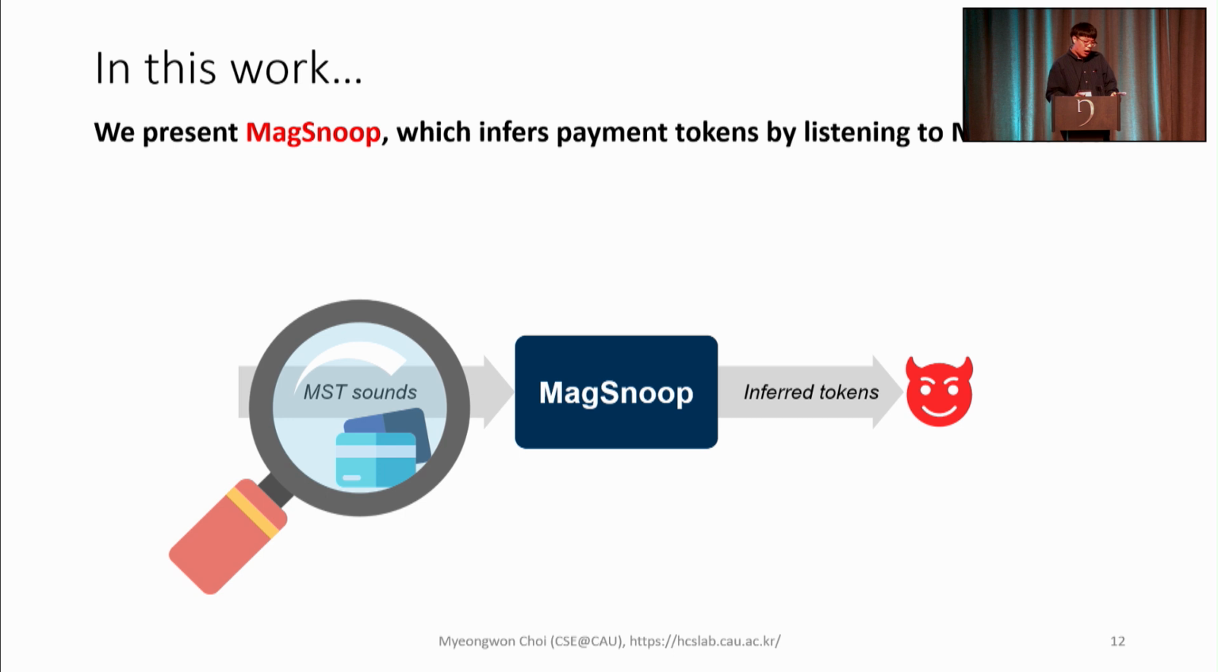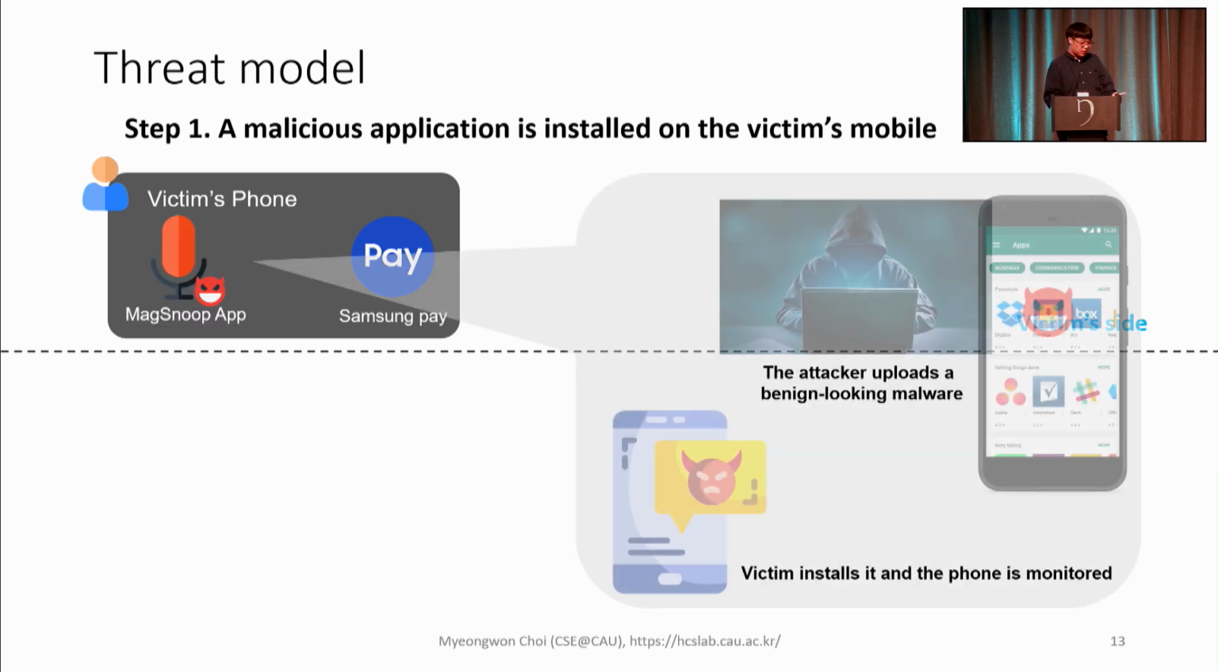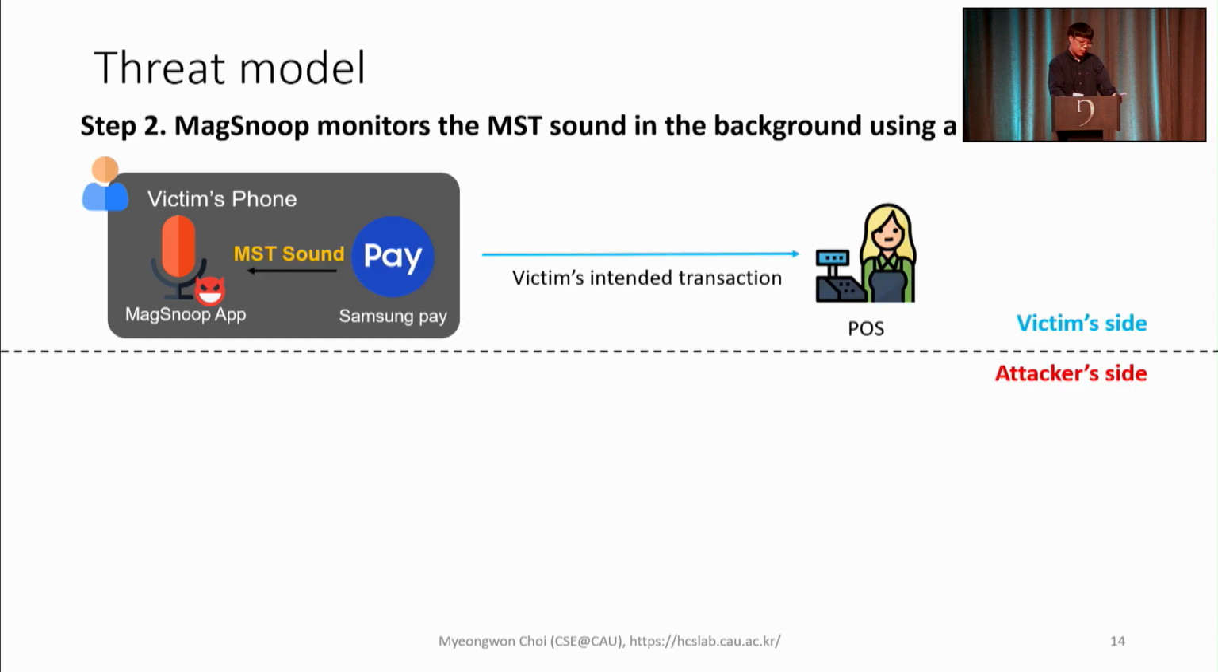So, how is the actual attack performed using MagSnoop? Let's check out our attack scenario step by step. First, the attacker uploads his disguised malware to the app marketplace. The victim installs the malicious application on the smartphone. On the other side, in the store, the victim activates the MST to make a payment transaction.